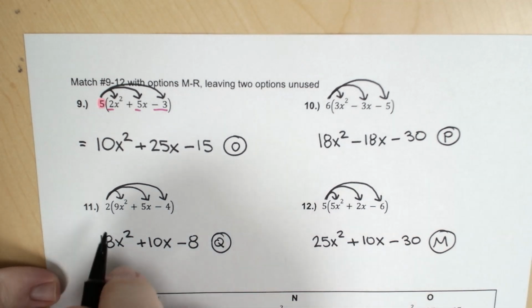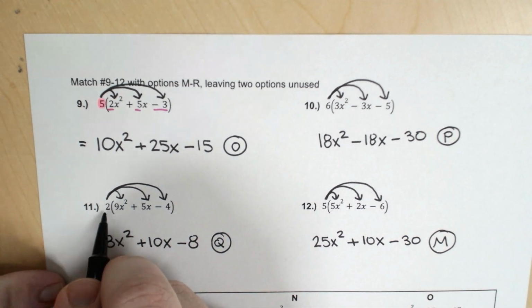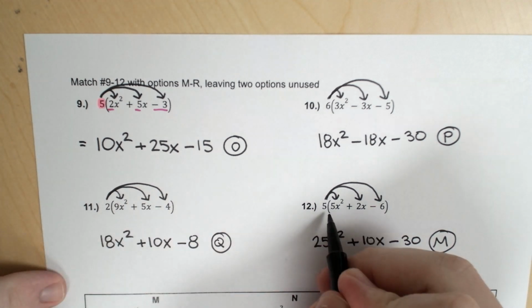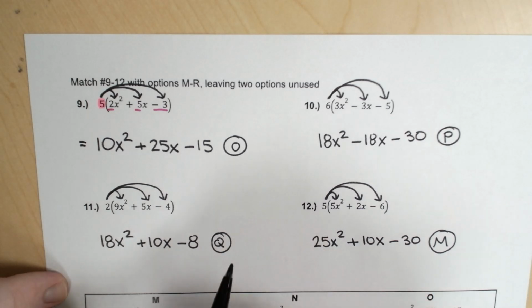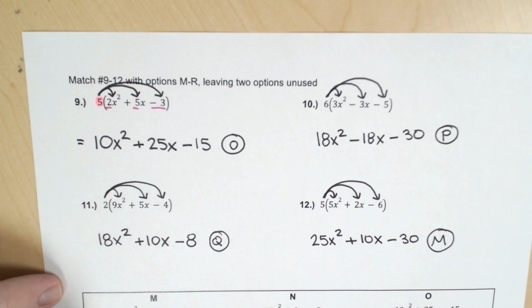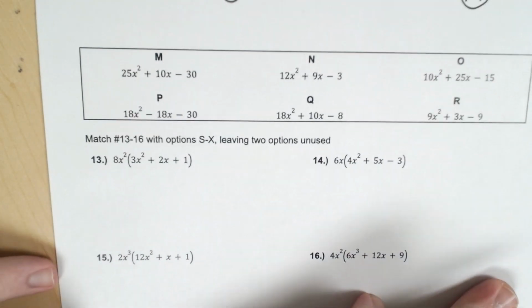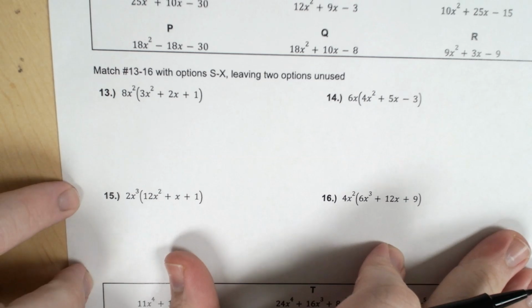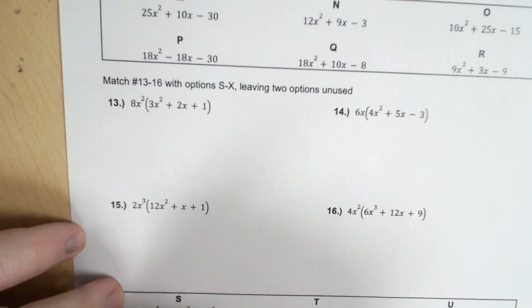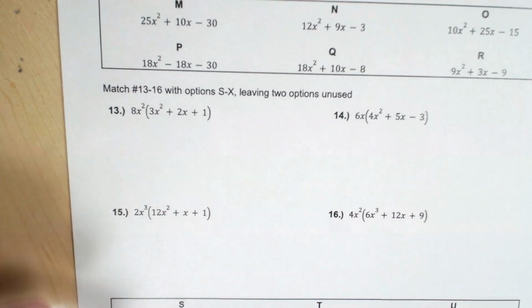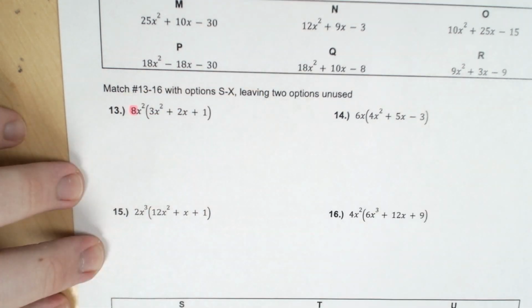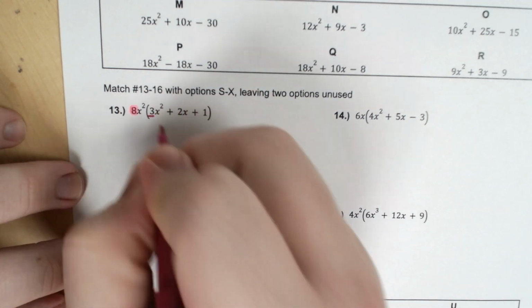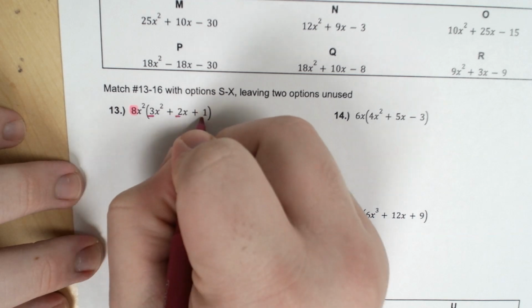So again, if you're just distributing a coefficient like 2 or just 5 or just 6, none of the variables and none of the exponents change. However, for these last 4, you're distributing both a coefficient and a variable. When that's the case, when you distribute the 8, you're going to multiply 3 times 8 and 2 times 8 and 1 times 8.